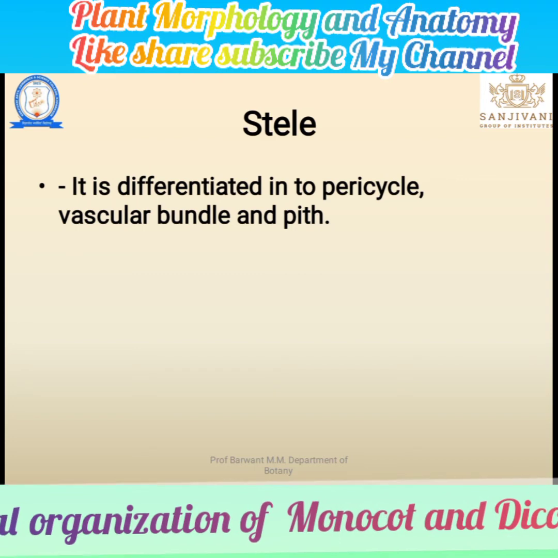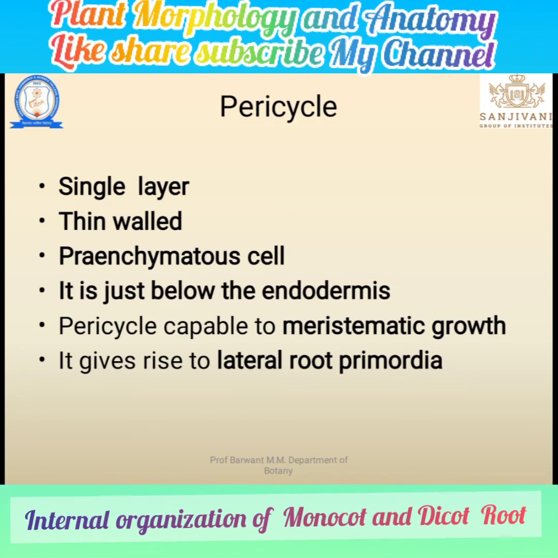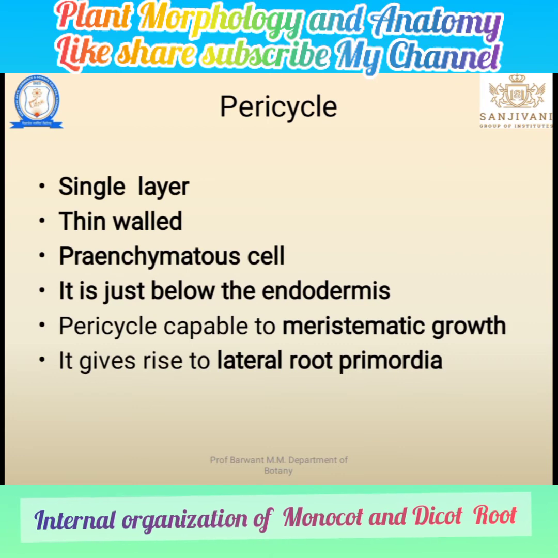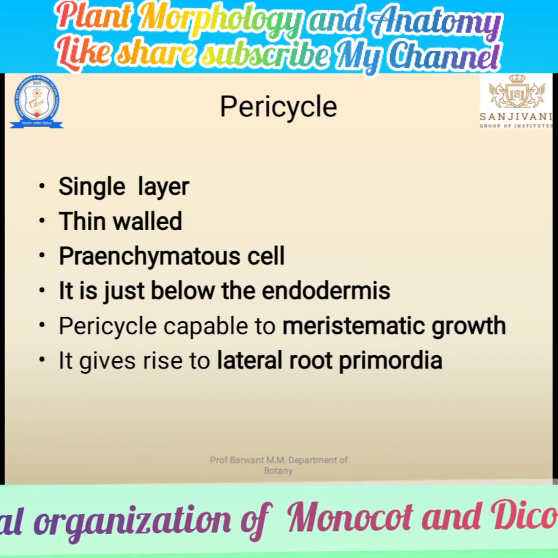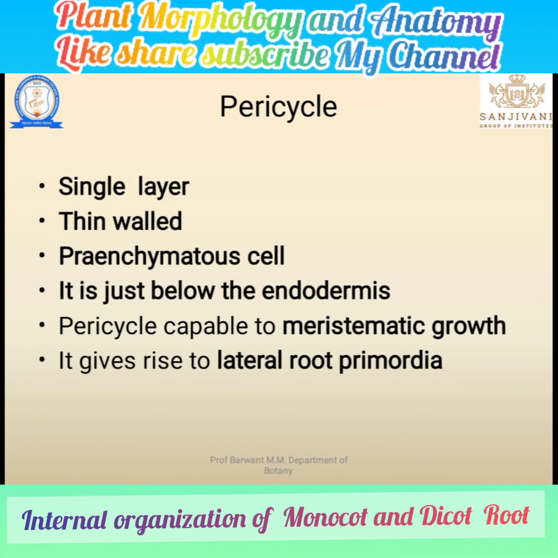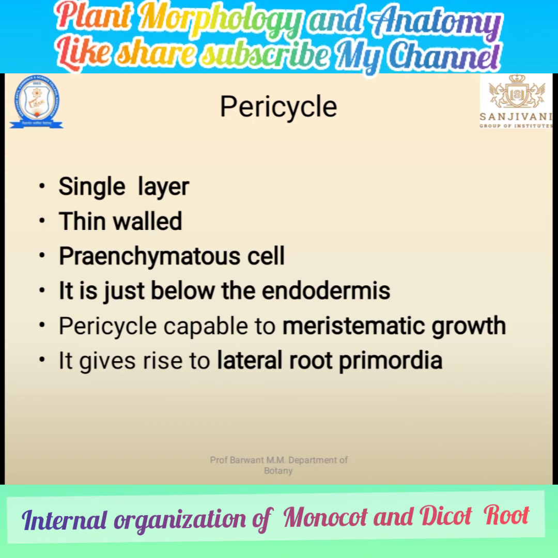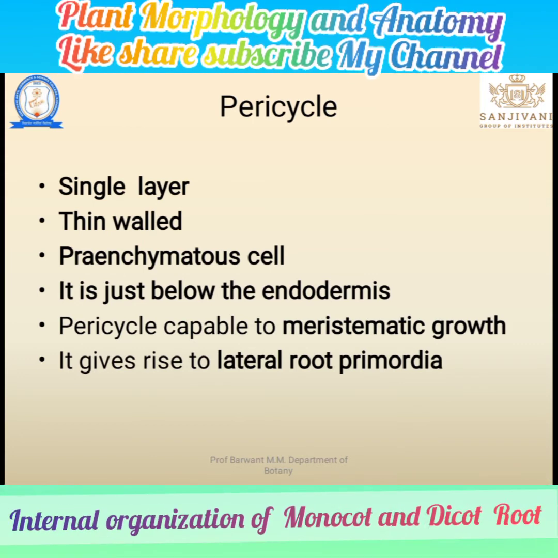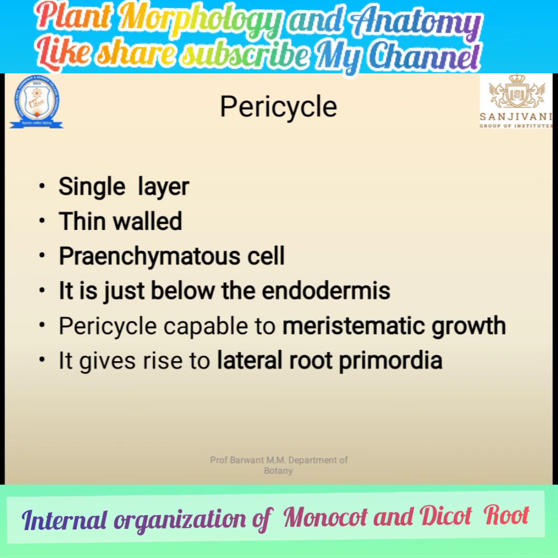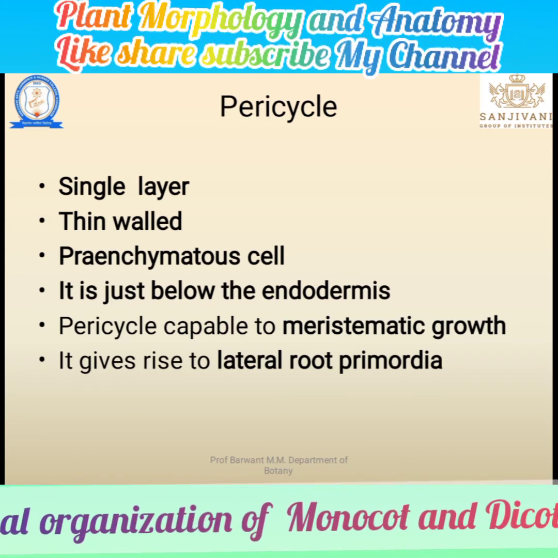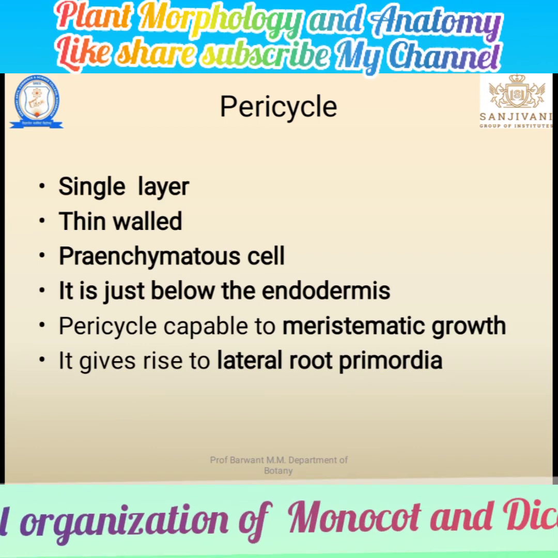Next, it is differentiated into pericycle, vascular bundle and the pith. Pericycle is a single layer of thin-walled, parenchymatous cells. It is just below the endodermis. It is capable of meristematic growth, and it gives rise to the lateral root primordia. Those are the functions of the pericycle.